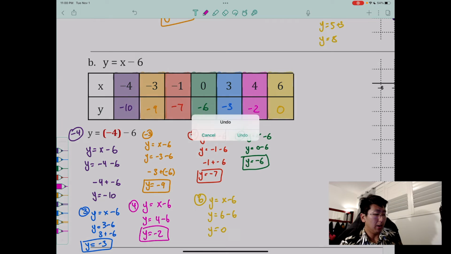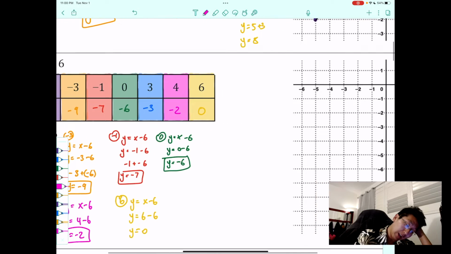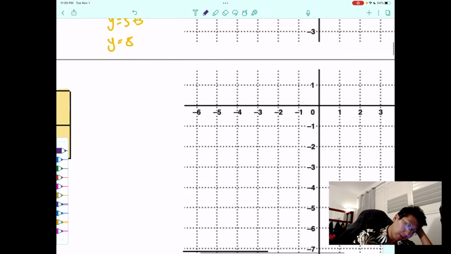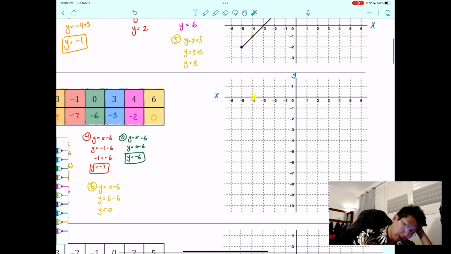Okay. Now that I filled out my table, I could go ahead and graph this. So -4, 10. -4 on my x-axis. I'll label it. -4. And go down 10, which is right here. Right, it should line up. -4, 10, right there.